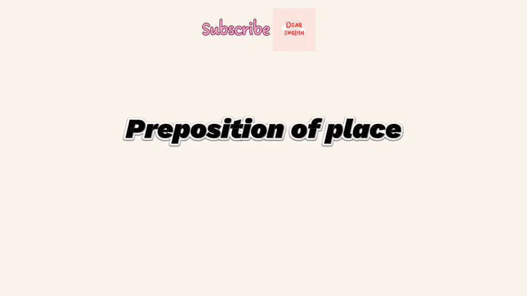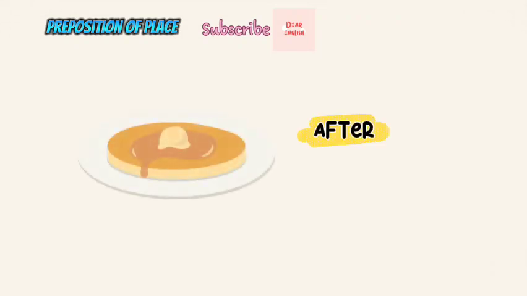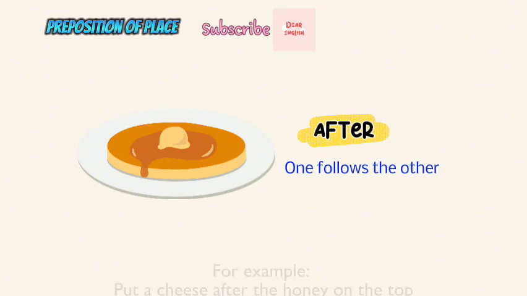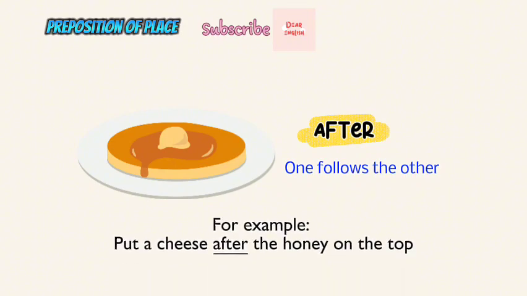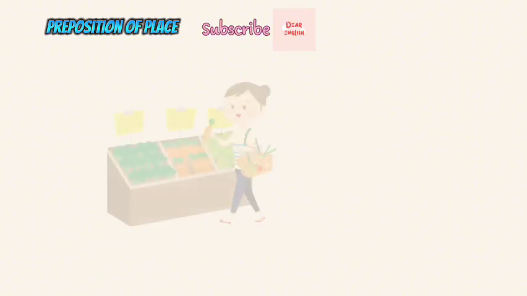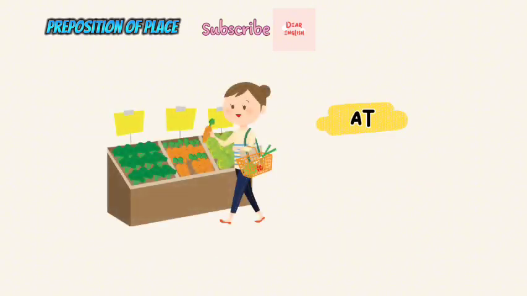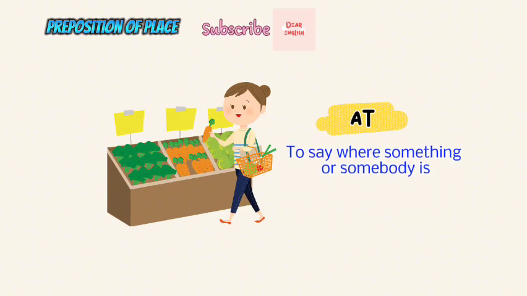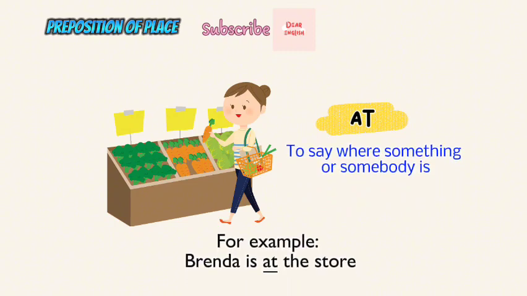Preposition of place. After. One follows the other. For example, put a cheese after the honey on the top. At. To say where something or somebody is. For example, Brenda is at the store.